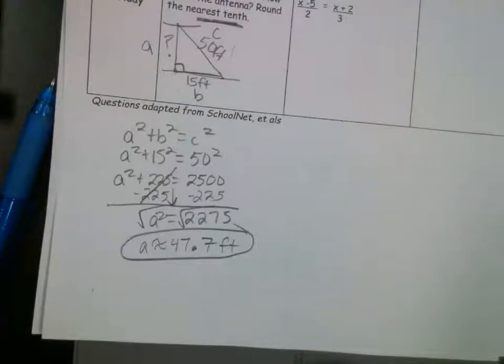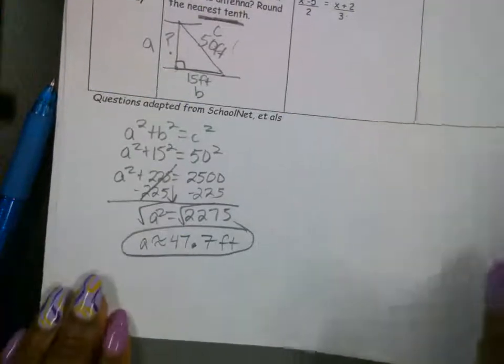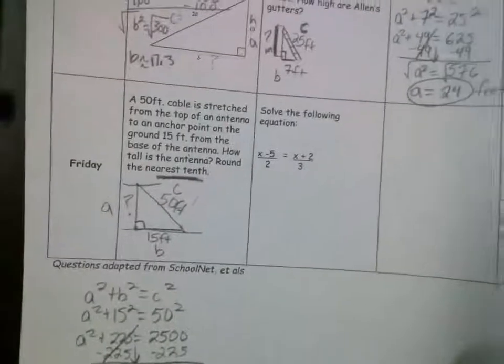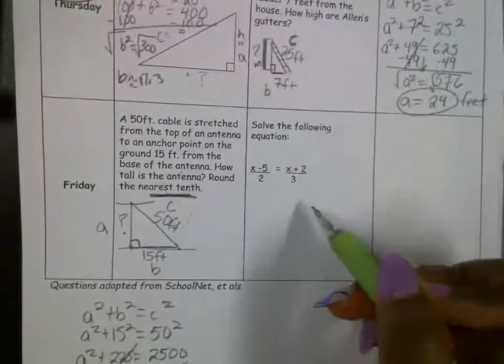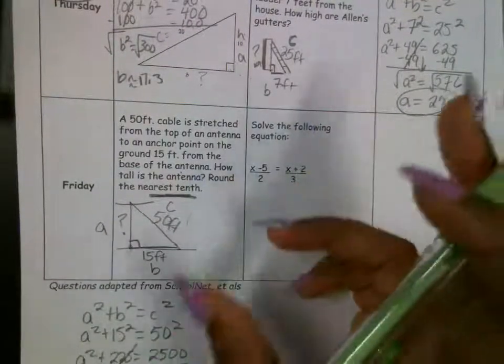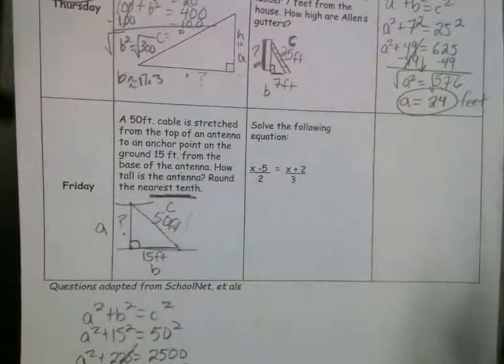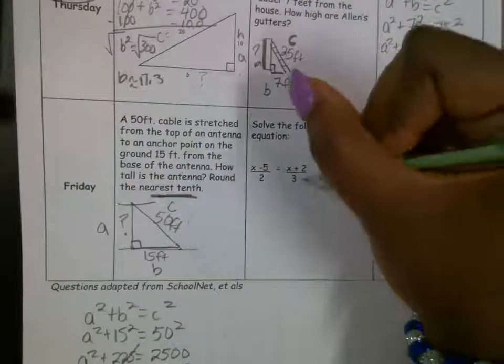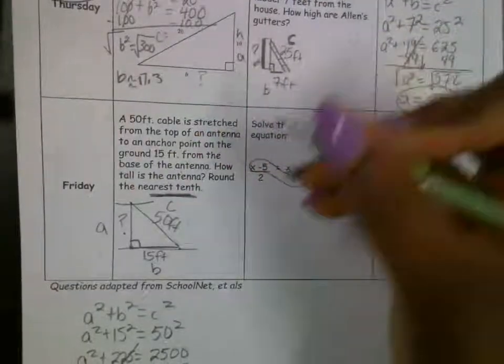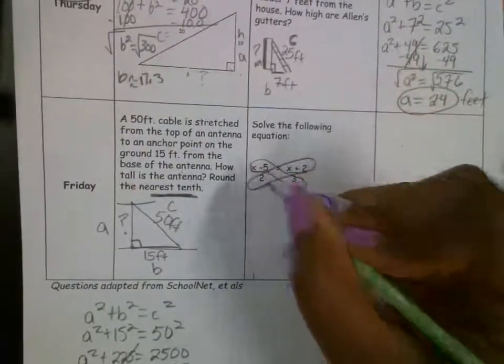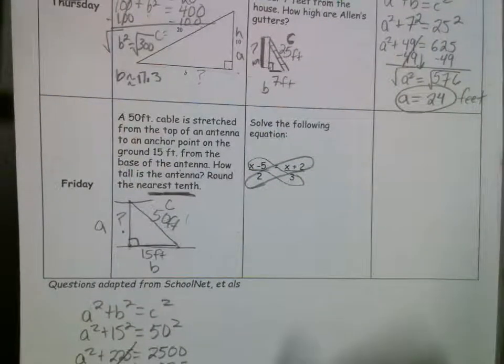Okay, so here we go. Let's do this one. It says solve the following equation. This is a proportion. It looks more complex because the numerator has an expression on top, but it's still a proportion. When you solve a proportion, you use cross multiplication. So we're going to cross multiply. This is important because you may see a problem like this on your test.